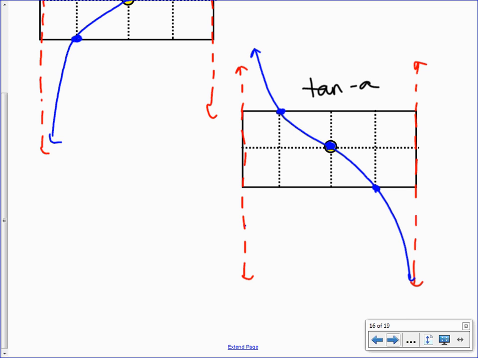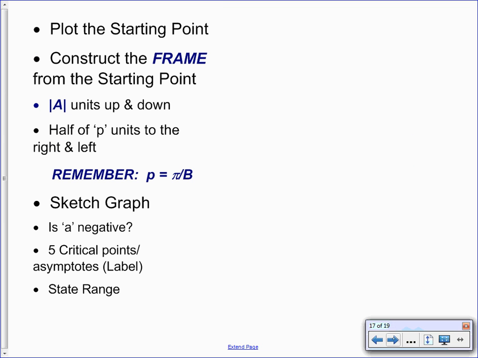All right, so you are obviously first going to identify the amplitude, period, and starting point. Well, there is no amplitude, so let's say you're going to identify A. The period is slightly different, pi over b instead of 2 pi over b. To construct the frame, we'll plot the starting point. We'll go up and down A. And then since the starting point's in the middle, we're going to put half of our period to the right, half of the period to the left.